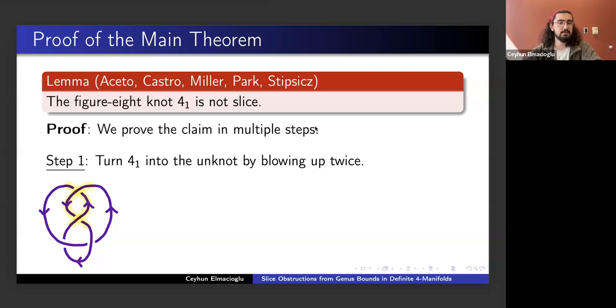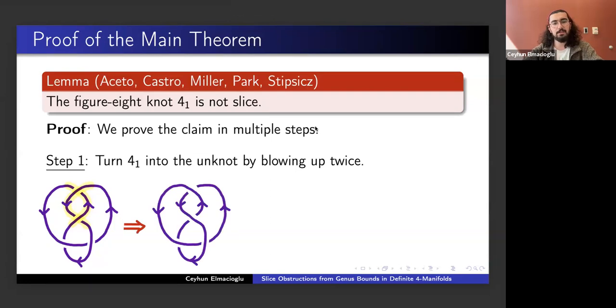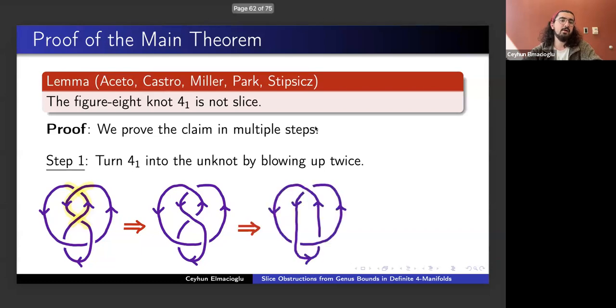So you can see the figure 8 knot on the left, and when I highlight with the yellow, I will do a blow up move there. When I blow up, I introduce a -1 twist, so I'm getting that knot. But now I can isotope it into this. So you can see that the second picture and the third picture are basically the same thing.